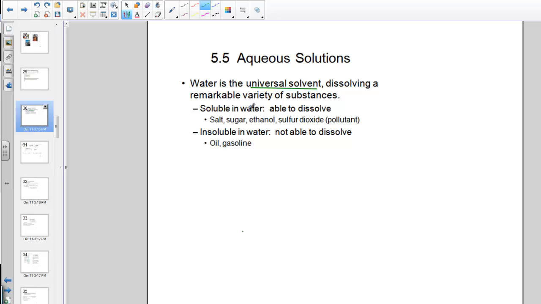Things like salt, sugar, ethanol, sulfur dioxide are all examples of things that dissolve quite readily in water. So let's take a look. Table salt has a formula known as NaCl. Sodium chloride. Sodium is an ion that carries a +1 charge. Chloride is an ion that carries a -1 charge.